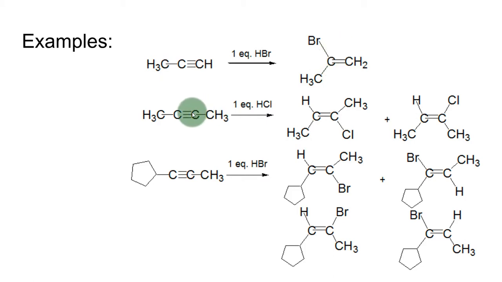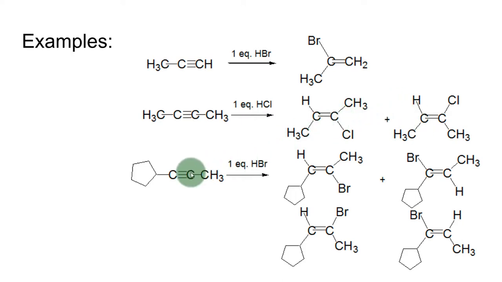What happens if we started with 2-butyne? So again, this is one where it's not terminal, but the two groups on the ends are the same as each other. If you add one equivalent of HCl, you're going to have two possible products: the hydrogen and the chlorine trans to each other, and the hydrogen and the chlorine cis to each other. But because the two methyl groups are the same as each other, there's just the two possible products.